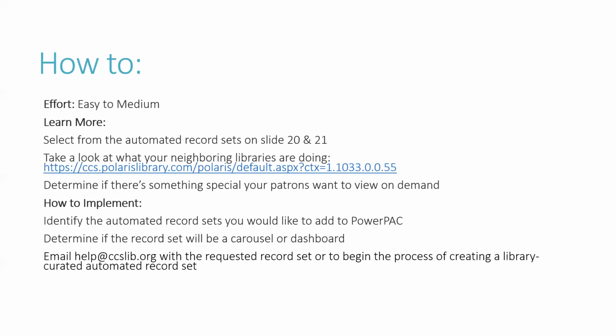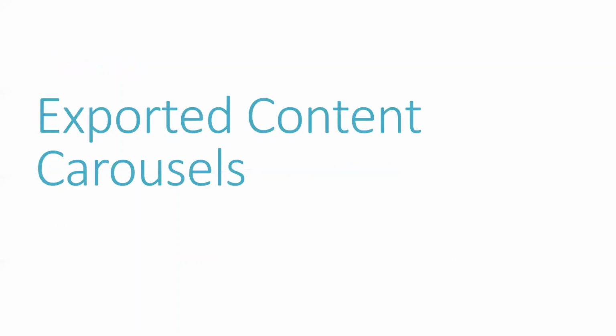But those cookbooks will be easy and accessible for patrons to find. Okay, so let's talk about exported content carousels. This is a newer feature that was brought on board with the 6.5 version of Polaris.